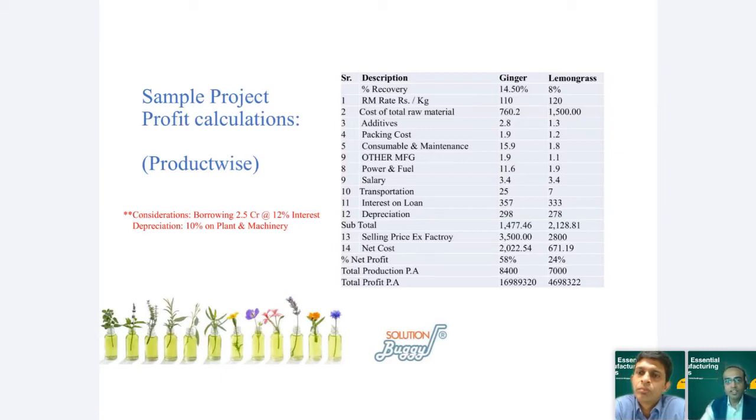So considering everything this kind of manufacturing requires, or other additives added on the product, the production cost will be 1477 rupees per kg for ginger oil and lemongrass oil, where the selling price will be 3500 and 2800, with a net profit of 2000 rupees and 671 rupees. That gives you a 58% net profit in ginger, and in lemongrass it will be 24%. If we consider production of 28 kg, that is 8400 production per year, and 7000 production for lemongrass per year.